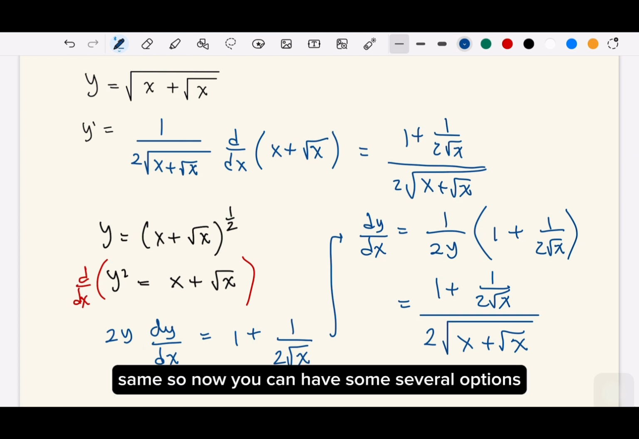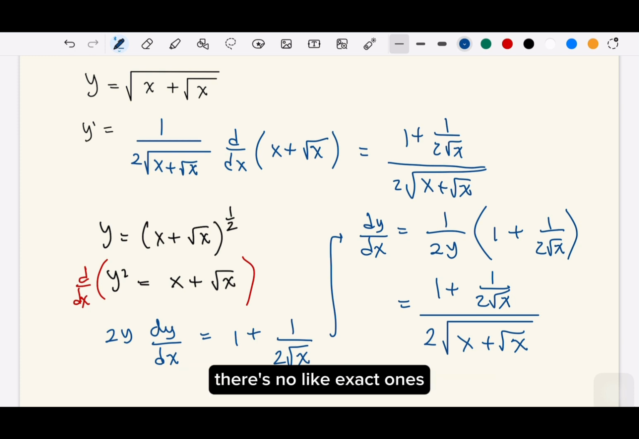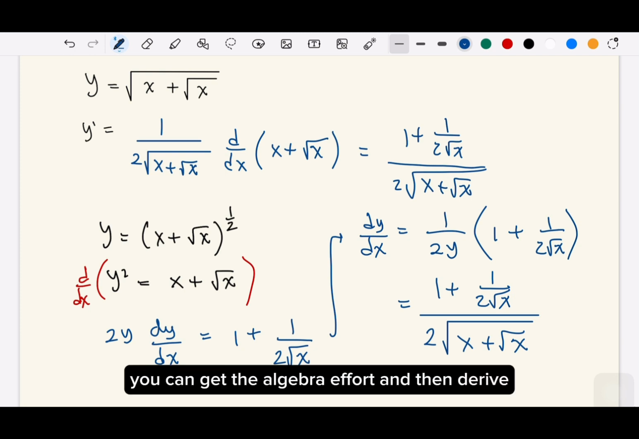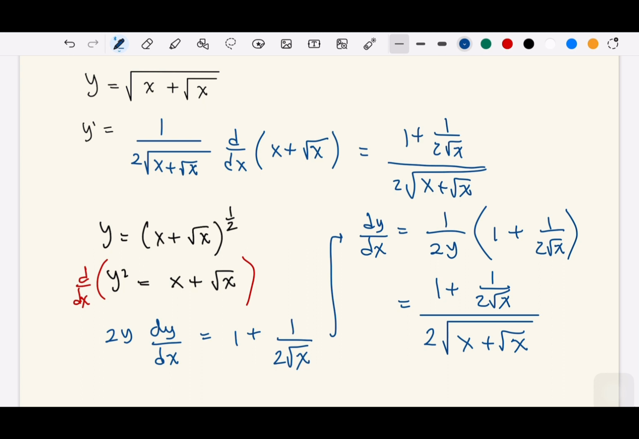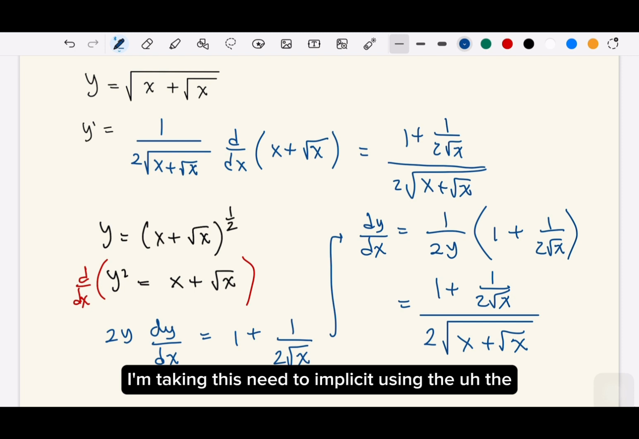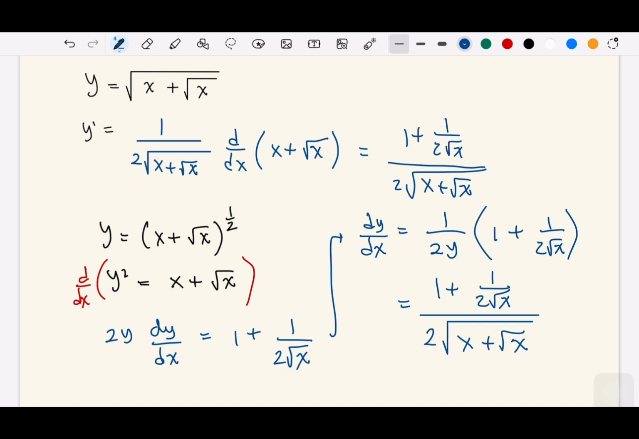Same. Okay. So now you can have several options. Whenever you want to derive something, there is no exact one solution. You can have several routes. Depends on your preference, which one you prefer. You can get the algebra first and then derive, or you can directly derive. For example, this part, I'm taking this into implicit using the squared and then just implicit.